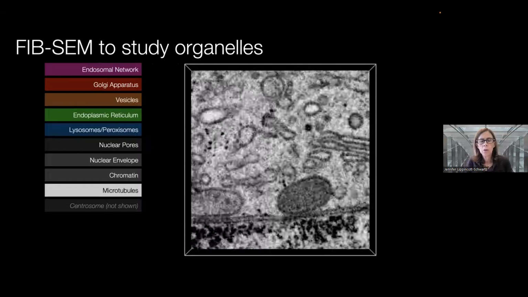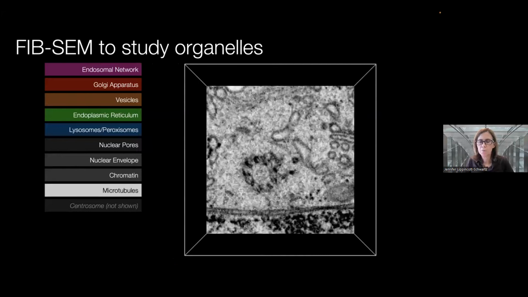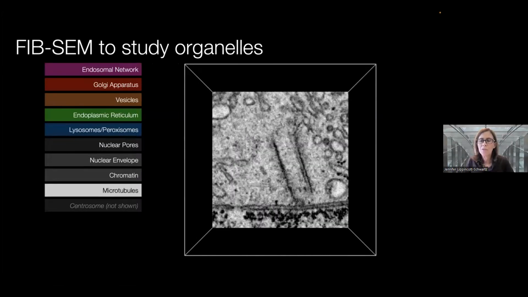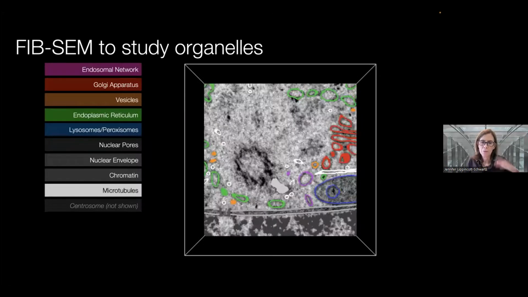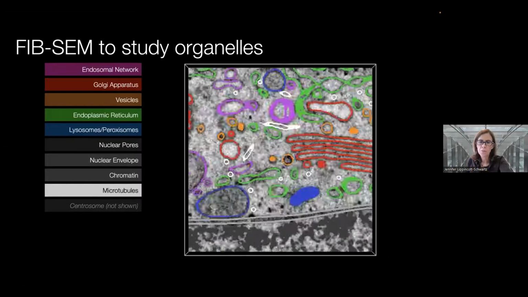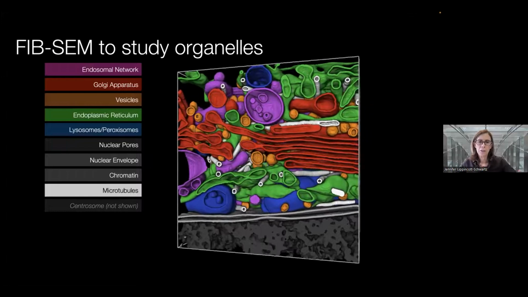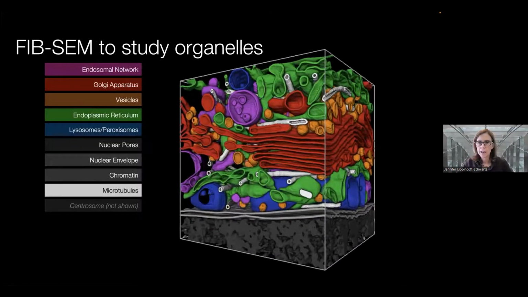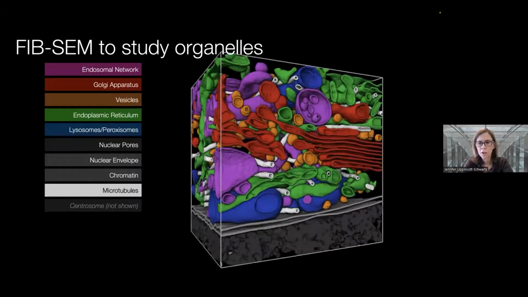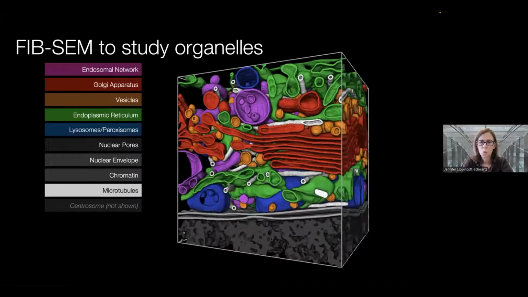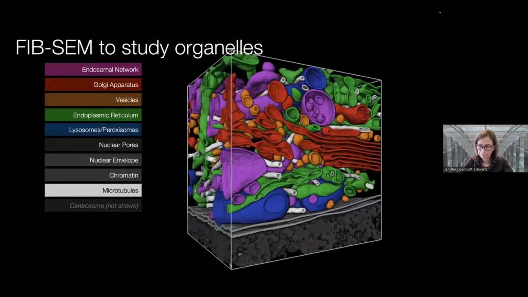We can also look at the plethora of organelles within cells from these FIB-SEM data sets without any label. Here, what you're looking at is a cubic volume that's been sectioned through. You can see the centrosome in the center, and then all of the organelles listed to the left are color-coded and displayed in this cubic micron volume, so that you can look at all of these organelles and their relationship relative to each other, etc.